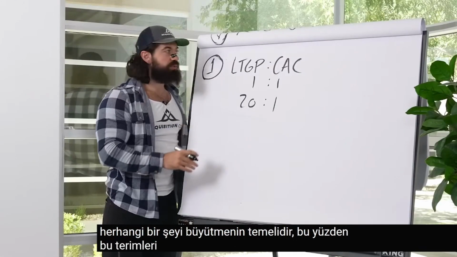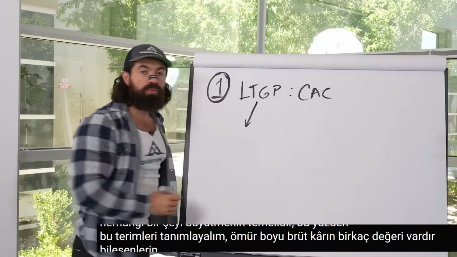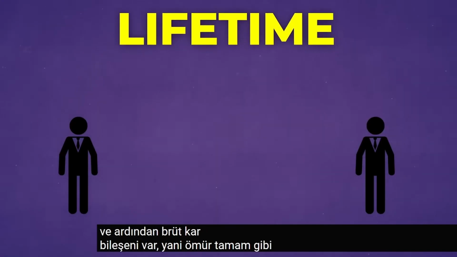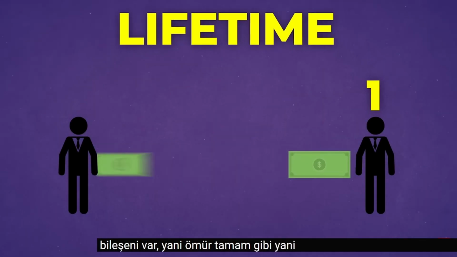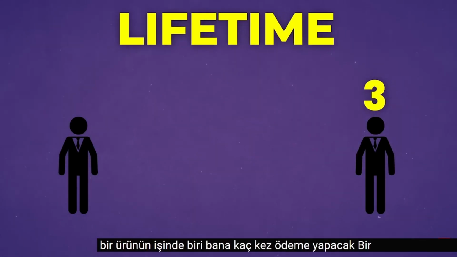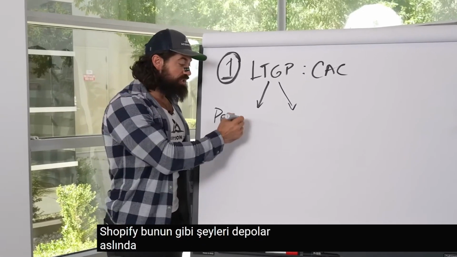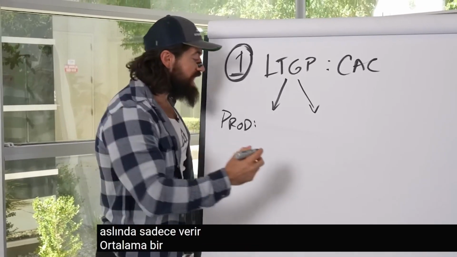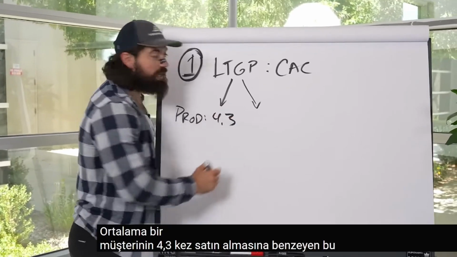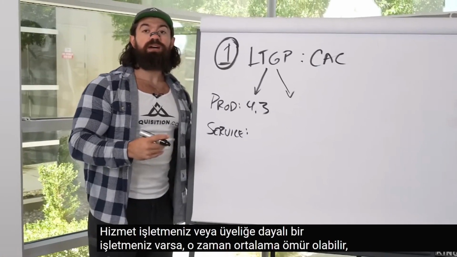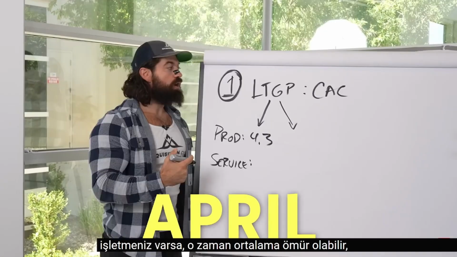So let's define these terms. Lifetime gross profit has a couple of components. There's lifetime, and then there's the gross profit component. So lifetime is like, okay, well, how many times is someone going to pay me? Within a products business, how many times does someone buy on average over the lifespan? Shopify stores, things like that will actually just give you this metric, which is like the average customer buys 4.3 times. If you have a services business or a membership-based business, then it might be the average lifespan. So how many months are they going to stick with you?